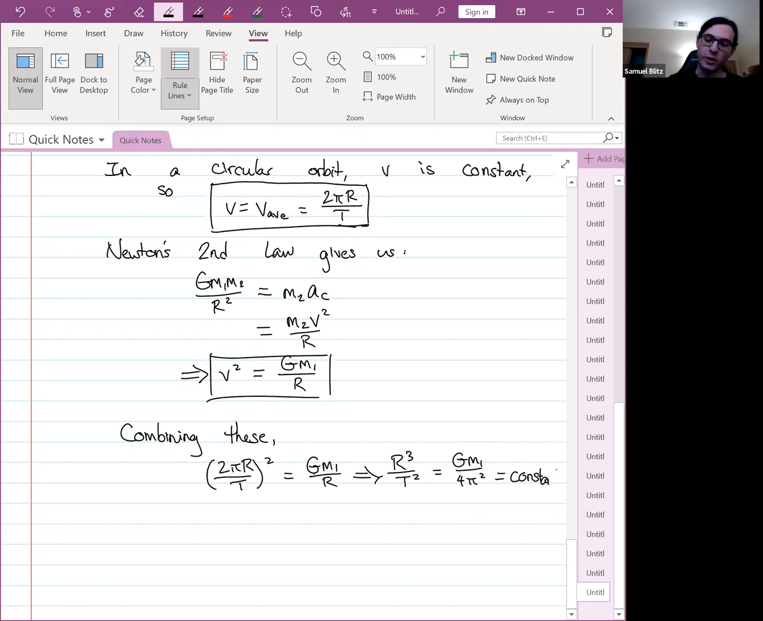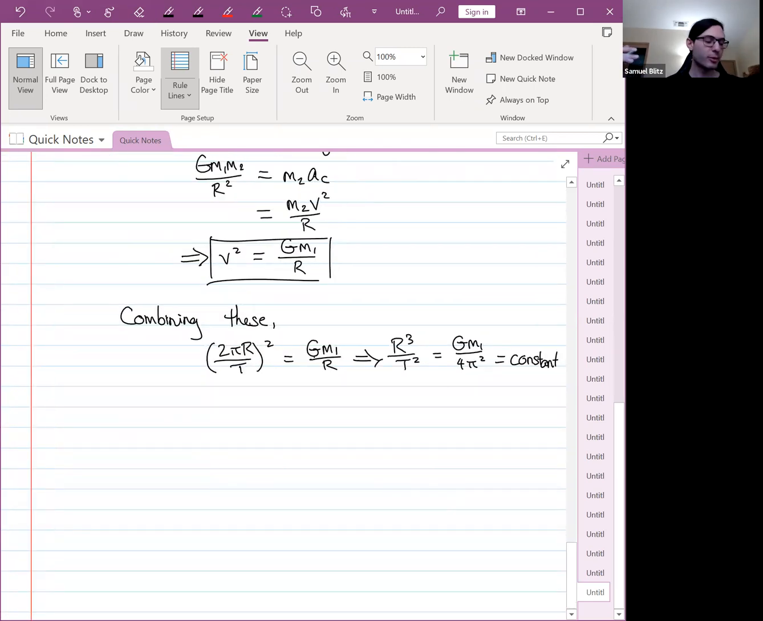from Kepler's third law. And importantly, this R is the semi-major axis for a circular orbit. The semi-major axis and the semi-minor axis become the same thing. They both become the radius of the orbit when your orbit is circular. So this really is saying that A cubed over T squared is a constant. And in fact, it tells us what the constant is. It's GM1 over 4π squared. It's just a number.